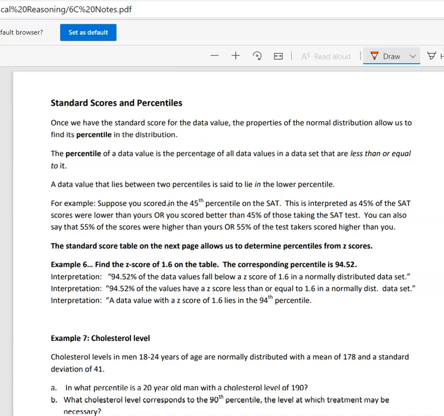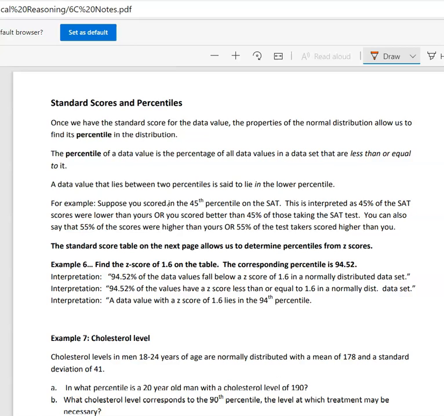For example, suppose you scored in the 45th percentile on the SAT. This is interpreted as 45% of the SAT scores were lower than yours, or you scored better than 45% of those taking the SAT test. You can also say that 55% of the scores were higher than yours. So the standard score table on the next page allows us to determine these percentiles from the z-scores.